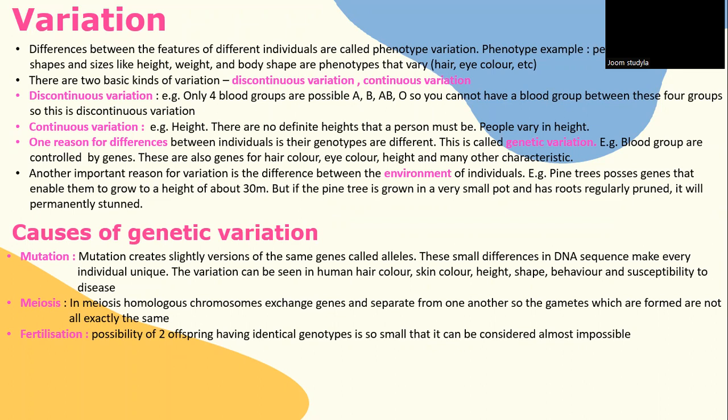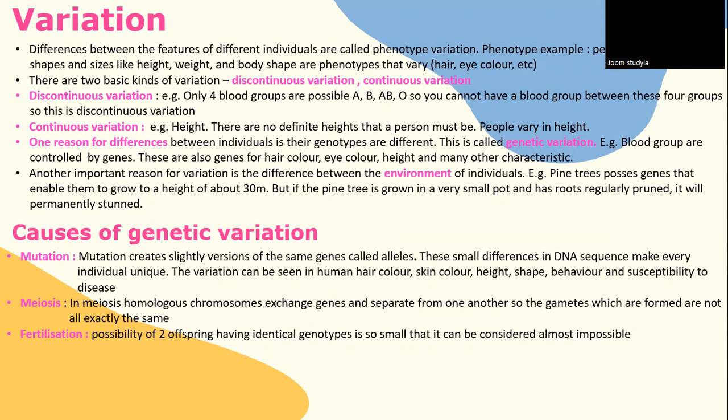This is called genetic variation. Example: blood groups are controlled by genes. There are also genes for hair color, eye color, height, and many other characteristics. Another important reason for variation is the difference between the environments of individuals. Example: pine trees possess genes that enable them to grow to a height of about 30 meters. But if the pine tree is grown in a very small pot and has its roots regularly pruned, it will permanently stay small.